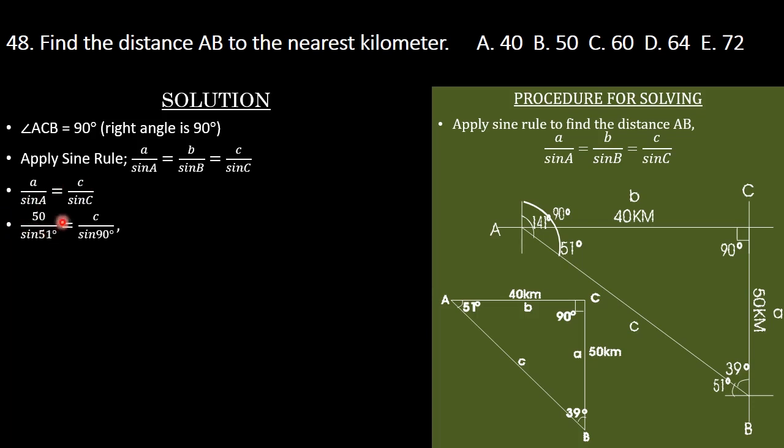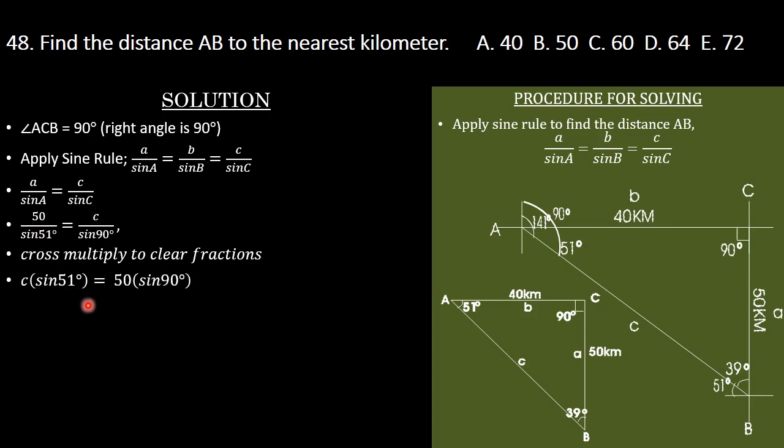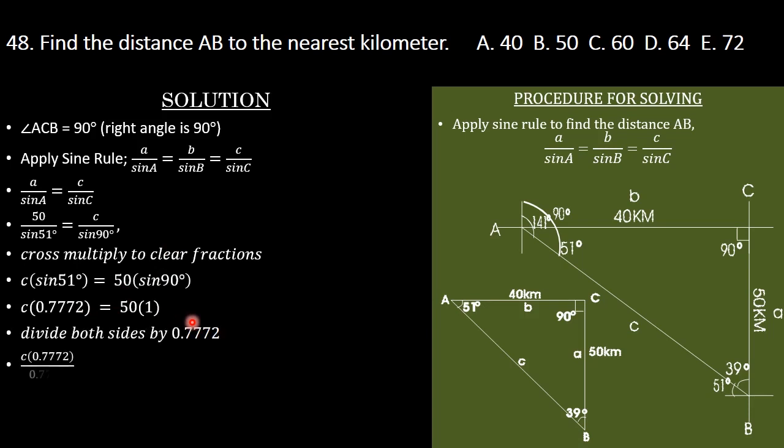Then multiply to clear fractions. C multiplied by sine 51 degrees is equal to 50 multiplied by sine 90 degrees. Sine 51 degrees is 0.7772, and sine 90 degrees is 1. When you divide both sides by 0.7772, we have C equals 64.33350489. When you round it to the nearest kilometer, we have 64 kilometers. Therefore, C is equal to 64 kilometers.